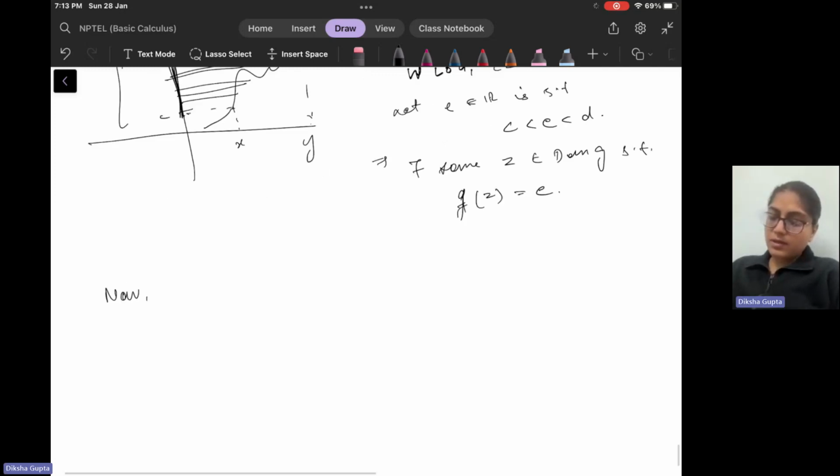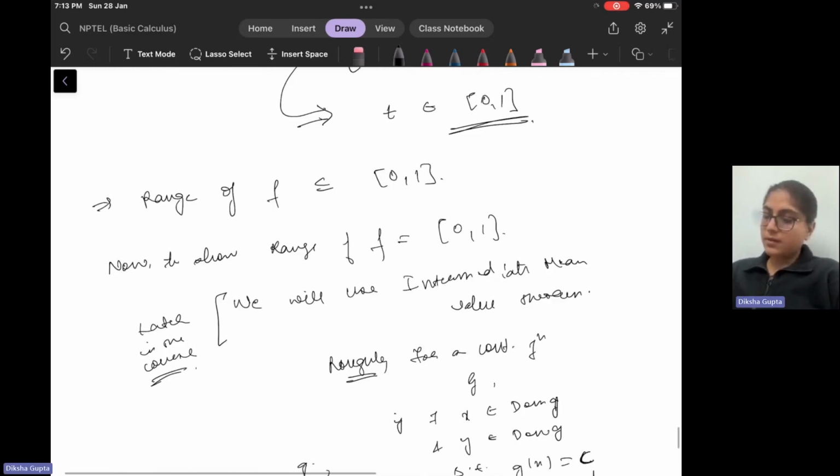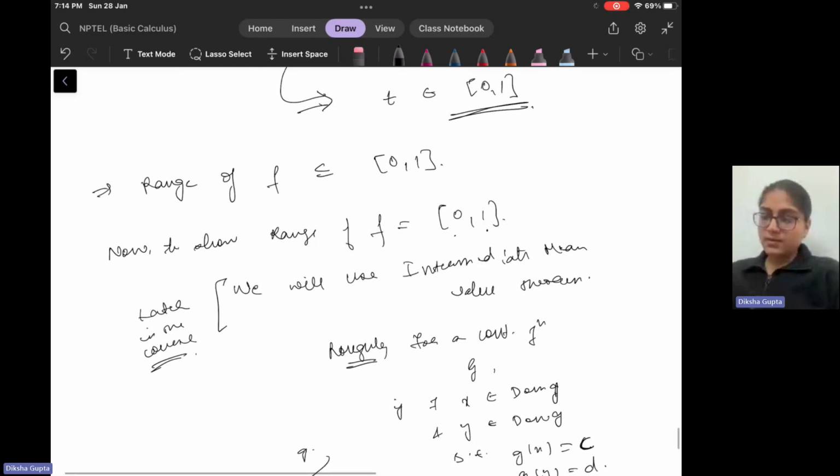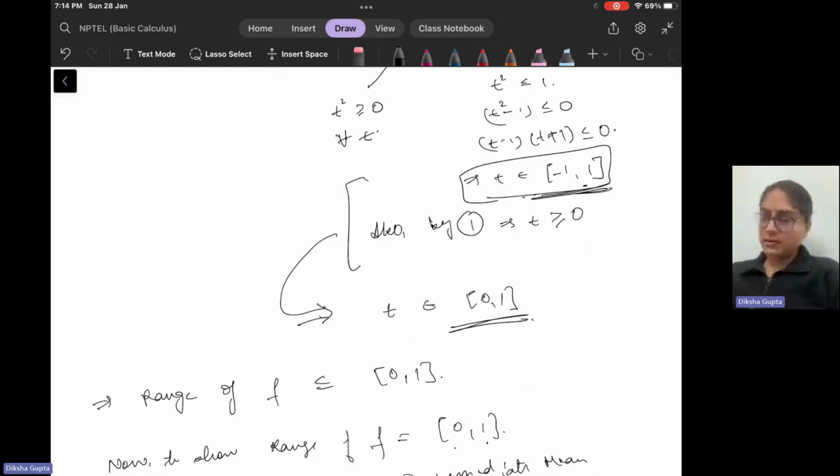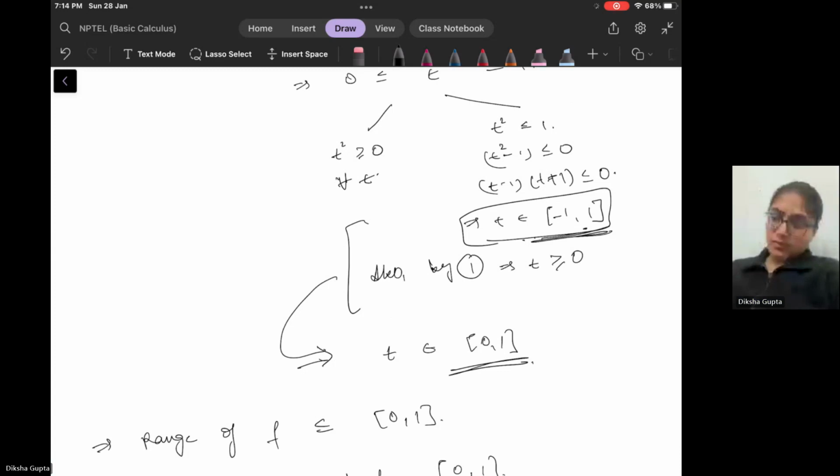So now coming back to the question, you have to show that the range of f is 0 to 1. So if I show that 0 and 1 belong to the range, then the whole interval between 0 and 1 has to belong to it.